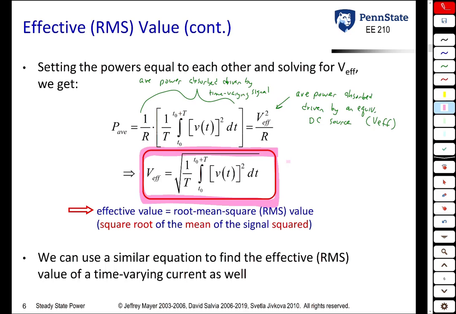V effective is the square root of 1 over capital T times the integral from T naught to T naught plus capital T of V of t squared dt. So some key things. The first thing we're going to do is square the time varying signal. The second thing is to integrate it over one period and divide by the period. In other words, take the average value of it. The third thing is to take the square root.